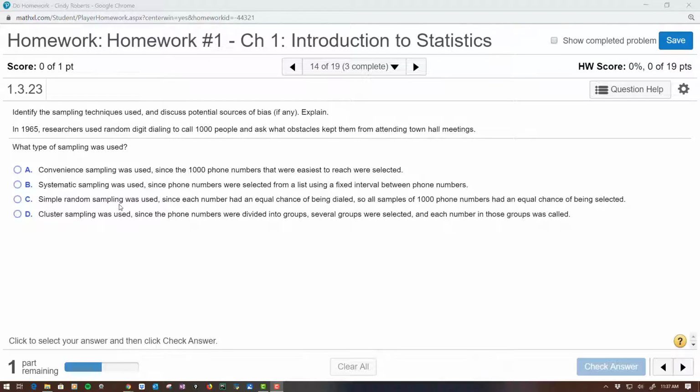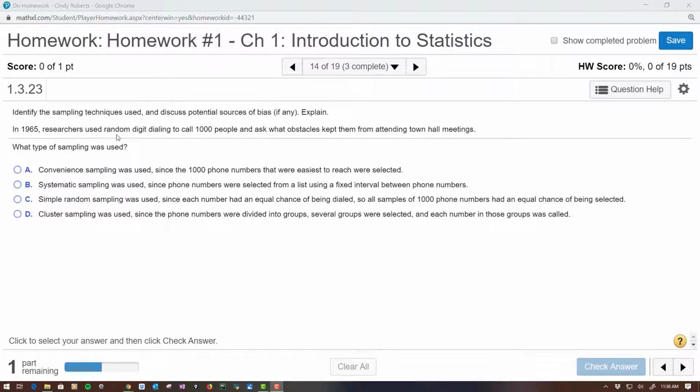Simple random sampling is like if you put a bunch of names in a hat and you draw out a name, everybody has the same chance of being selected. Cluster, and then you will also see stratified, kind of go hand in hand, where cluster and stratified sampling is you group first. The only difference between the two is that with stratified, they have something in common, where with cluster, they do not.